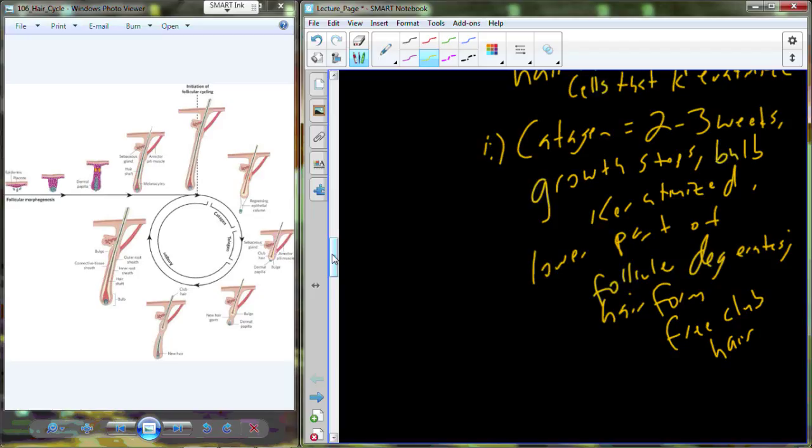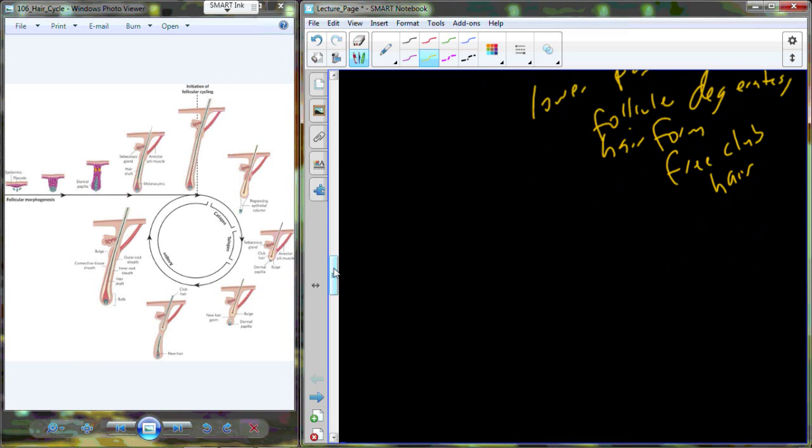Not to be confused with the hair club for men. So this club, this hair club that's free now, and you can see that here in this picture, it no longer has any attachment. And then we move into a 1 to 3 month stage called telogen.